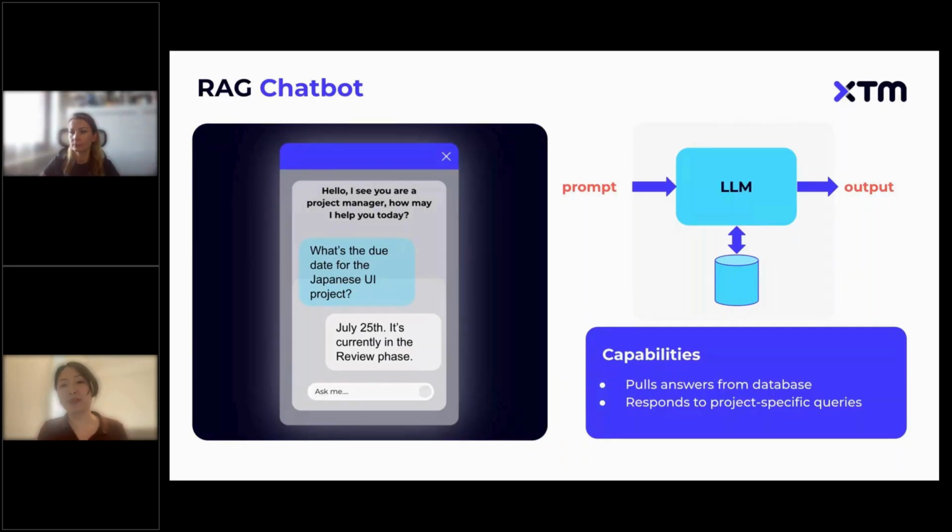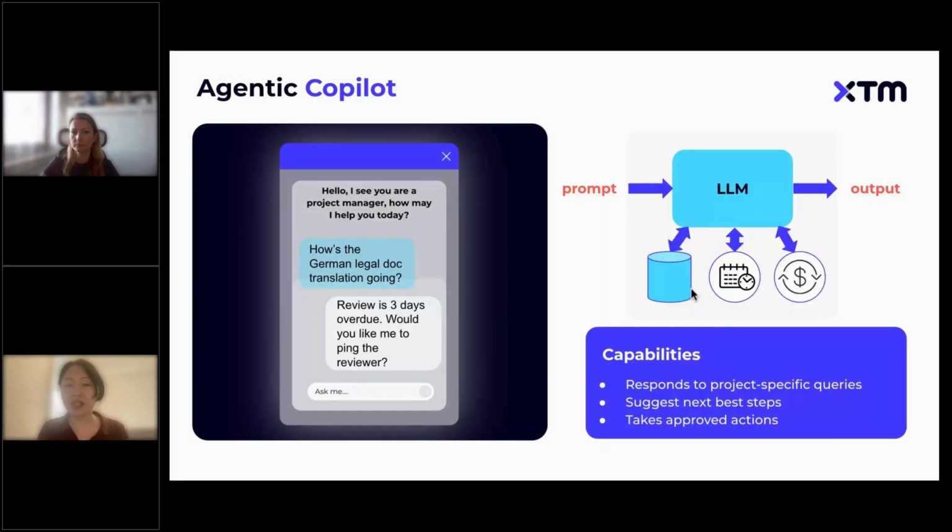Now, the next level, which is what we are building, is the Agentic AI Copilot. You can see here that it's connected not just to the database, but to other tools. What that means is that it does everything a RAG chatbot can do, but goes further. It reasons with the data that it receives, it suggests the next best action. It can also go on to take approved actions within the system. For example, in this conversation with the Copilot: how's the German legal doc translation going? Review is 3 days overdue. Would you like me to ping the reviewer, right? This is just an example of many other use cases that an agentic copilot can deliver.